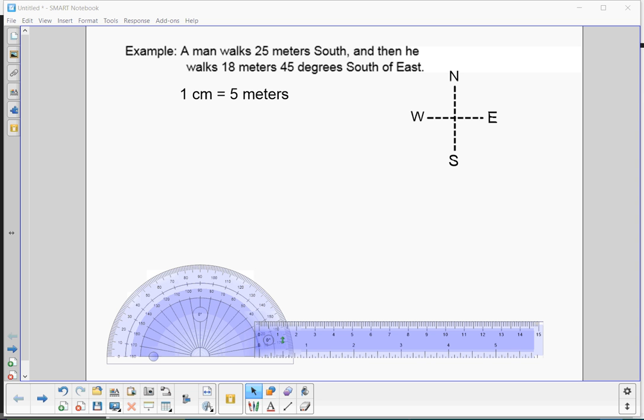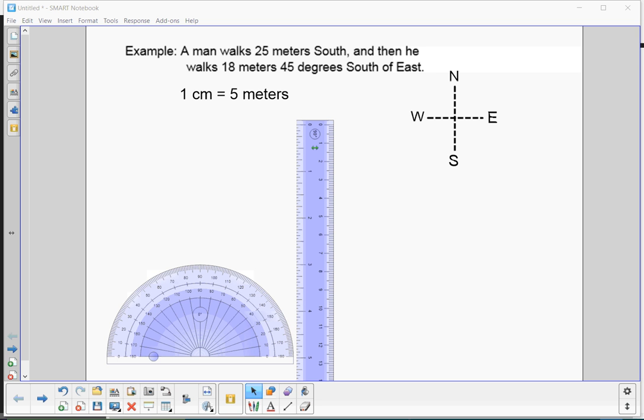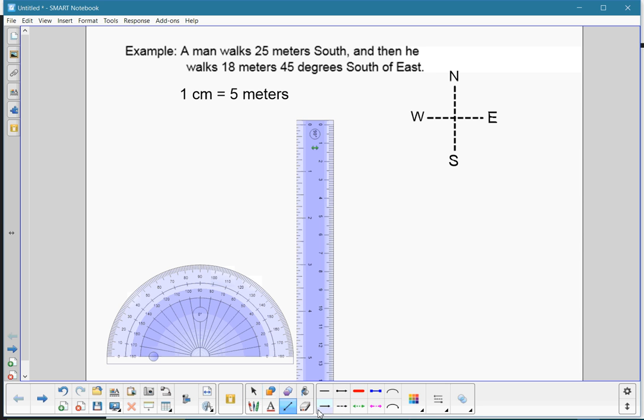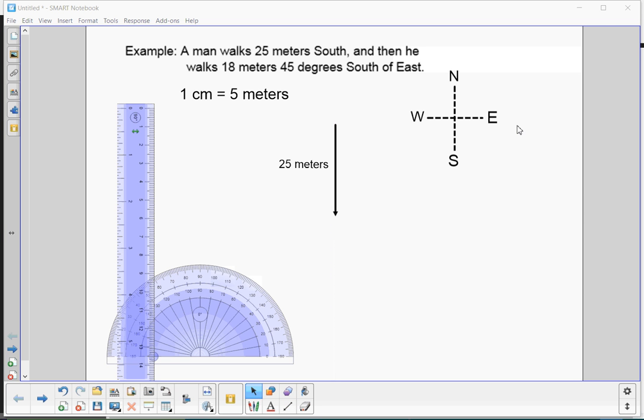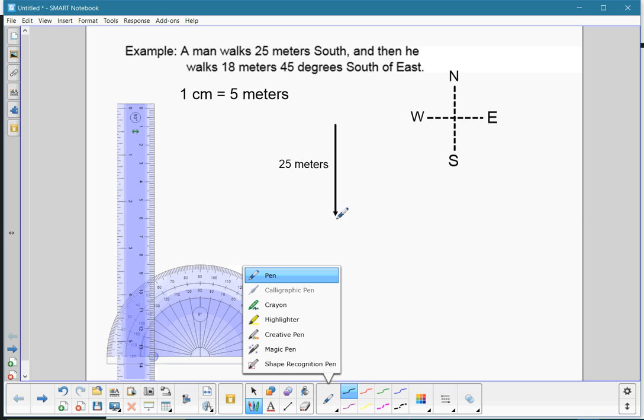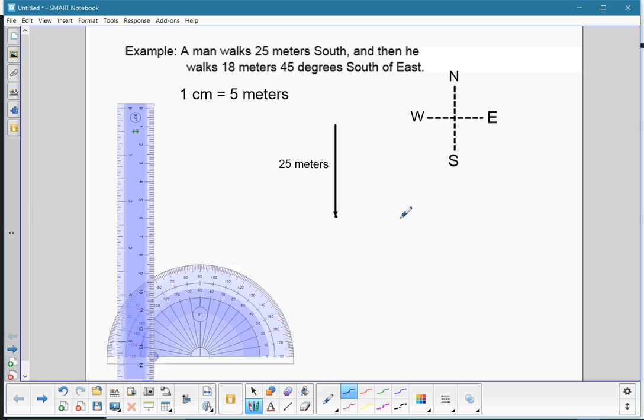Now I go ahead and start to draw my vectors. I place my ruler in the direction of north-south so that I can draw my first vector 5 centimeters long in the southern direction. That vector will represent the first direction that was given in the problem. Now I want to draw my second vector. I'm going to draw it from the tip of the vector that I just drew, from this point right here. And I need to make it go in the right direction, which is 45 degrees southeast.